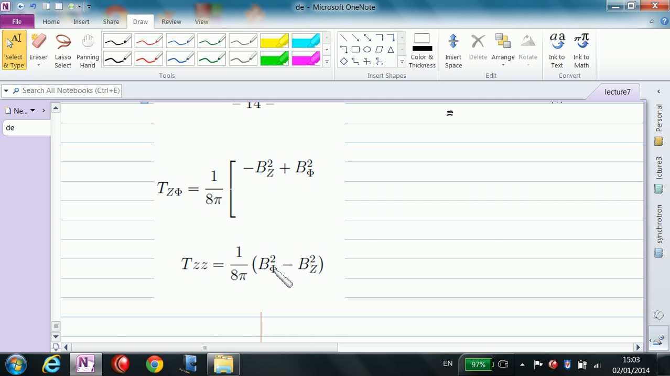B phi acts as a pressure. In other words, field lines perpendicular to themselves act as a pressure, but parallel to themselves, like if I just had rings of B phi and Bz is 0, then it's a stack of pancakes, and it's like a slinky. It's a compressed spring. It wants to expand because the pressure is positive. But when pressure is negative, it means that things want to shrink.